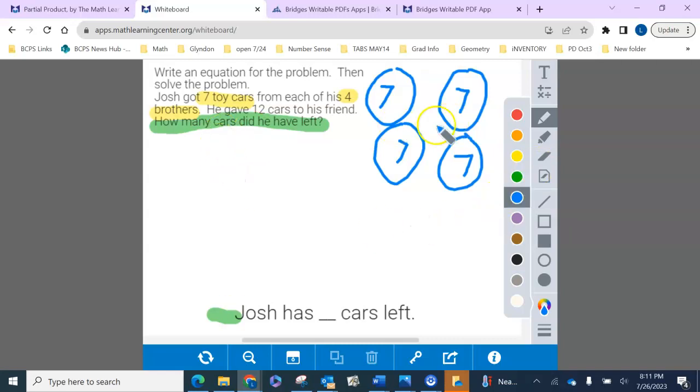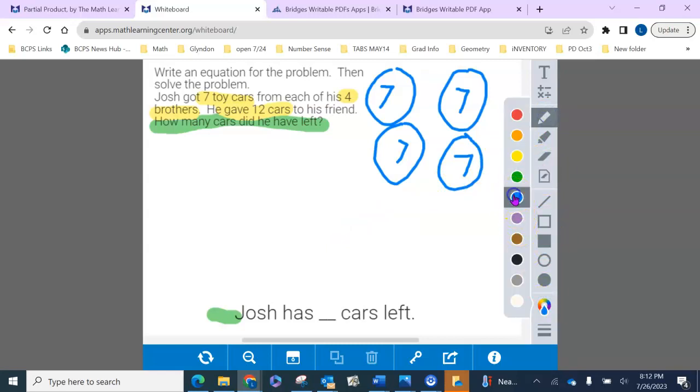All right, but I'm not done with my problem yet. If I go back and I keep reading, it says he gave 12 cars to his friend. So if he's giving 12 cars away, that means he's not keeping all the cars that he got from his brothers. So first he's getting some cars and then he's giving some cars away. So I'm thinking this is 2 steps here, receiving cars and then giving cars away. How can I write that as an equation?